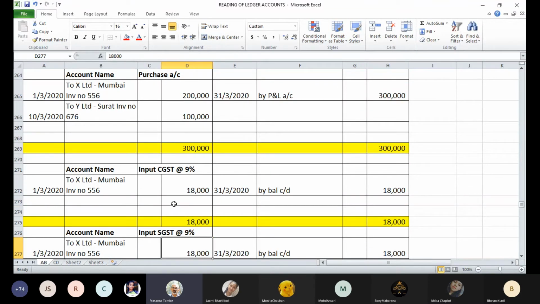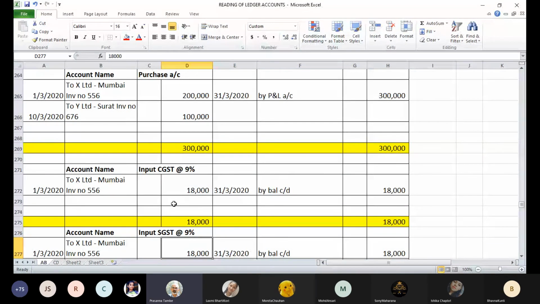So how is the entry passed by you? The entry is: purchase account debit 2 lakhs, input CGST account debit 18,000, input SGST account debit 18,000, to X Limited's account. So the party account is credited for 2,36,000. The purchase account is debited only for the basic purchase value of 2 lakhs, and 18,000 each is debited to the input CGST and input SGST accounts. Have you understood this entry?